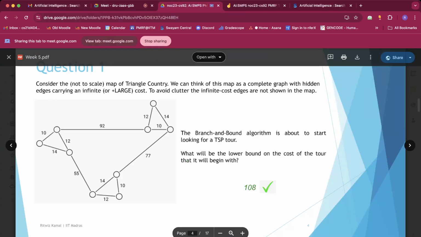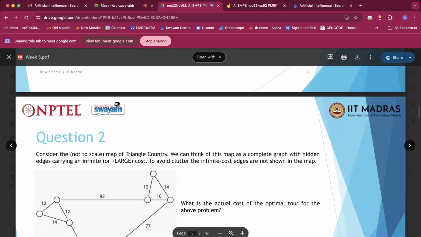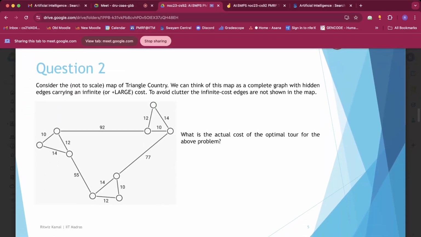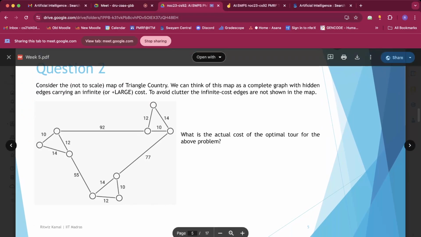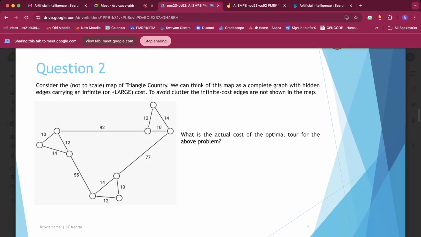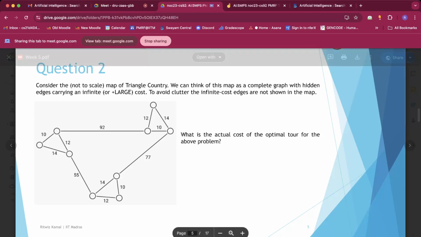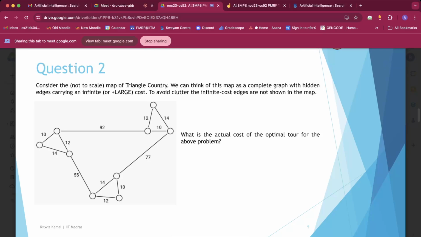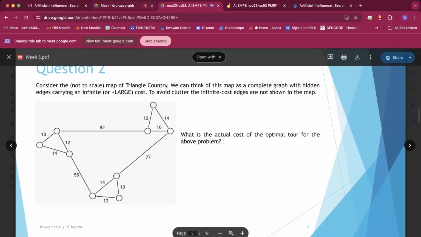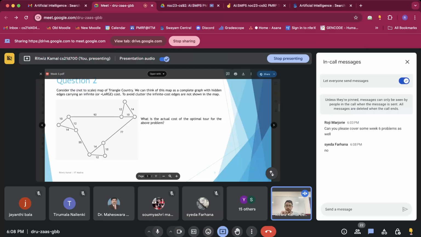The next question asks us to find an optimal tour now. For the same graph and the same distances given to us, we have to find the actual optimal tour, the TSP tour that we will be taking. You can consider starting from any of these nodes or cities, and you have to maintain the conditions of a traveling salesman problem and come up with the actual optimal tour. Again, I'll give you a couple of minutes, try to solve this, and then we'll discuss the solution.